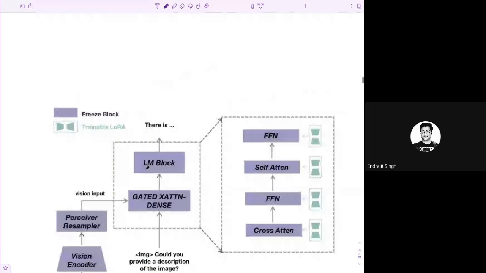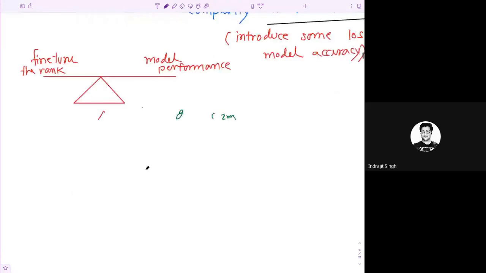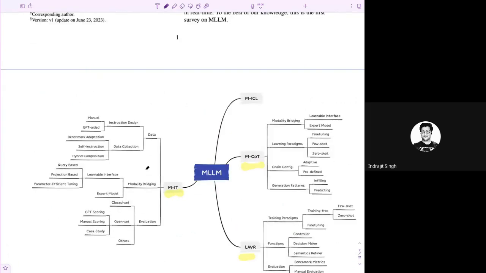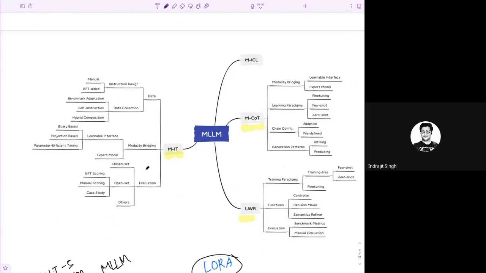Probably this multimodal, if I go back to the primary center of these, right? You can see here that MLLM has MIT, then you have MCOT, MICL, and LAVR. If you just talk about MIT, first we talk about data, then modality bridging, and then evaluation. Modality bridging is where you take care of how different types of inputs are bridged together, combined, and then sent into the language model, right? So here you have a learnable interface, you have an expert model.